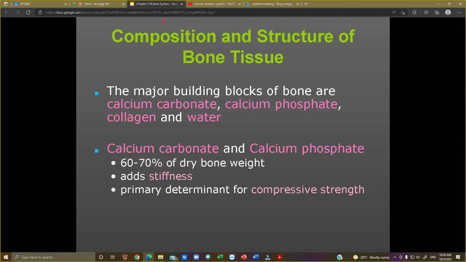So that is compressive strength. Okay, compressive. Meaning we press it like this. We push left and right, push inwards. That is compressive. By having calcium phosphate and carbonate, it gives stiffness, kekerasan, to overcome this kind of pressure or force. That is the first one. Okay, two major building blocks.